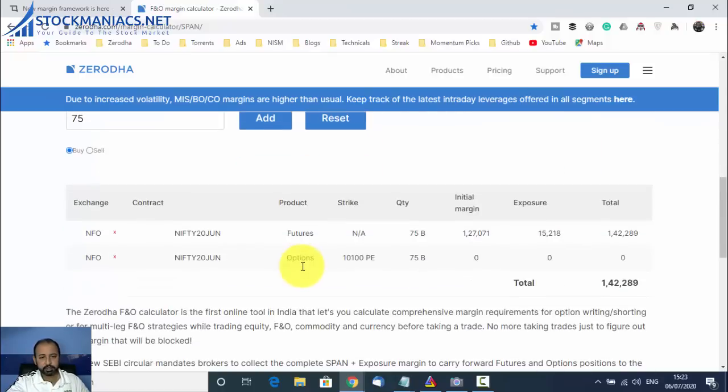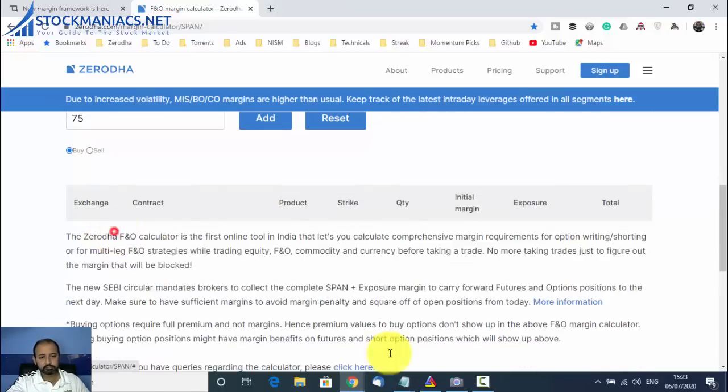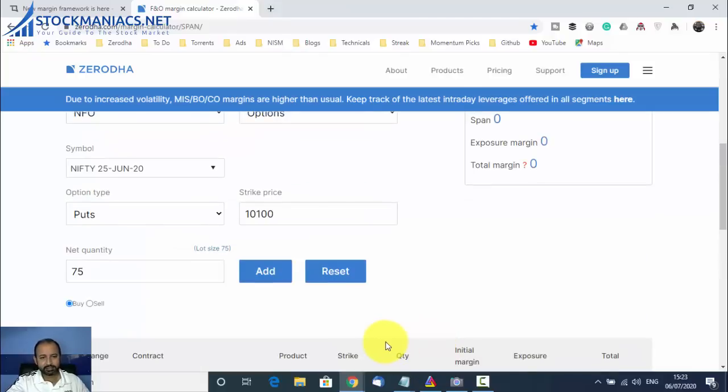So now, my dear friends, let me clear these positions. Now we will check if we sell one call and if we buy one call. Suppose we are taking Nifty 30 July 20. So we will short sell a call of 30 July. Suppose the strike price is 10,500. So we will short sell a 10,500 call option of 30th July. So net quantity is 75 and the position is sell.